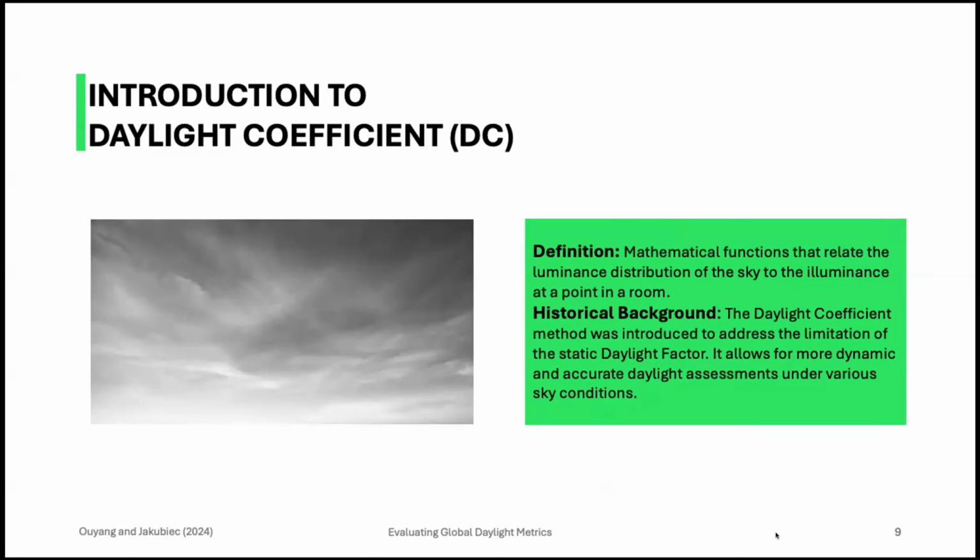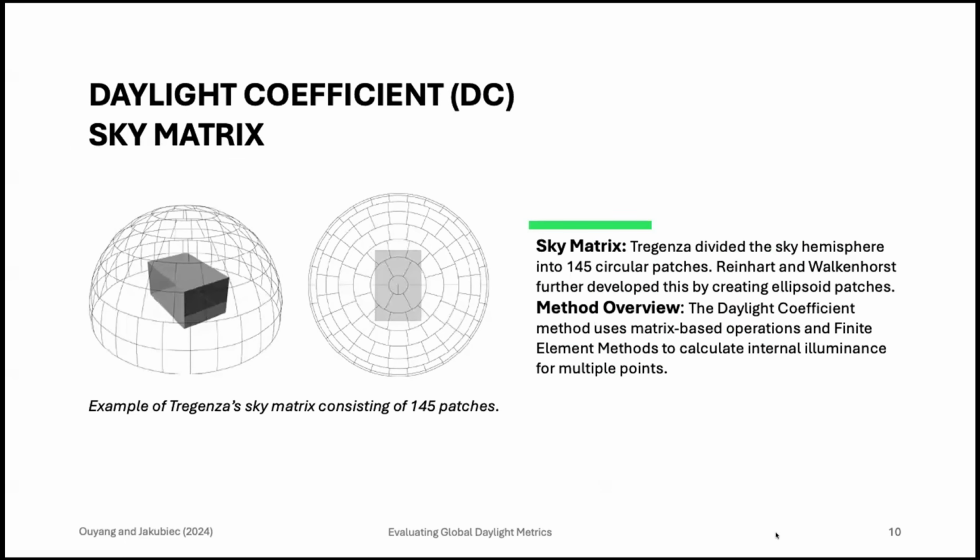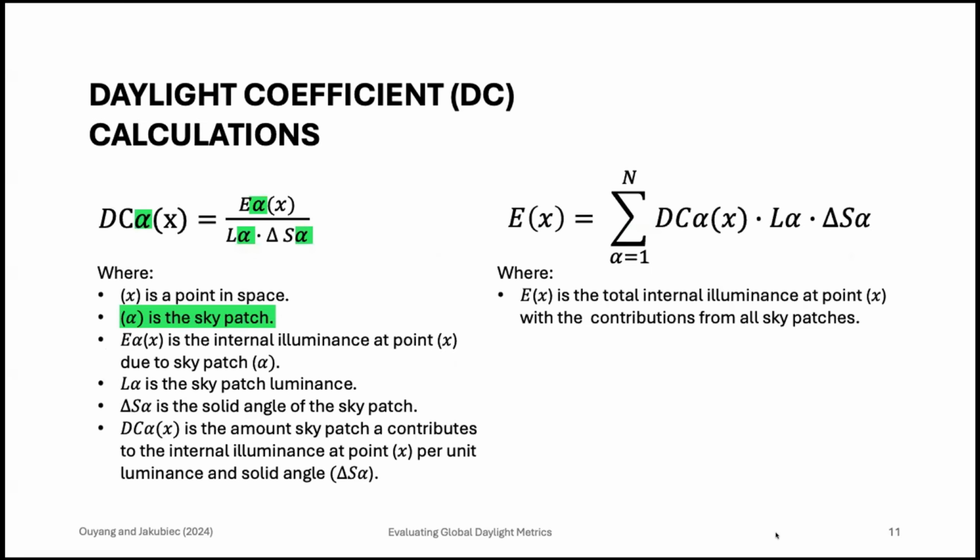To address the limitations of daylight factor, the daylight coefficient method was introduced in 1983 by Tregenza and Waters. DC allows for more dynamic and accurate daylighting assessments under various conditions. Tregenza initially divided the sky hemisphere into 145 circular patches, and in 2001, Reinhart further developed this by creating ellipsoid patches that cover the entire hemisphere. The DC method uses matrix-based operations and finite element methods to calculate internal luminance for multiple points.